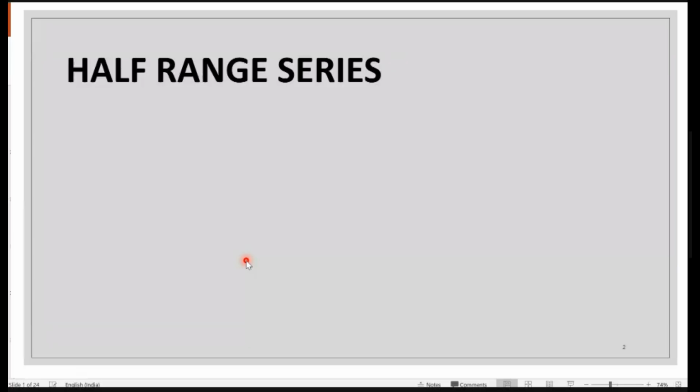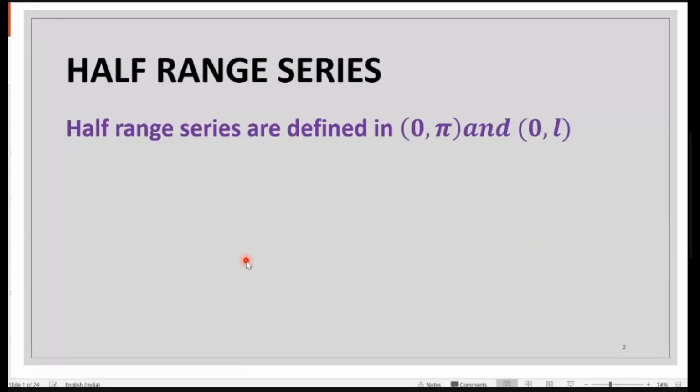Now, half range series are defined where the length of the interval is L or pi. So here the half range series are defined in 0 to pi and 0 to L. It is only half of that interval. There we had 0 to 2L or minus L to plus L. Here it is defined only in 0 to pi and 0 to L.